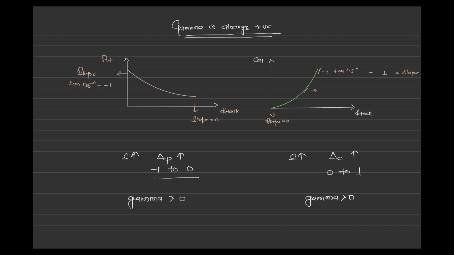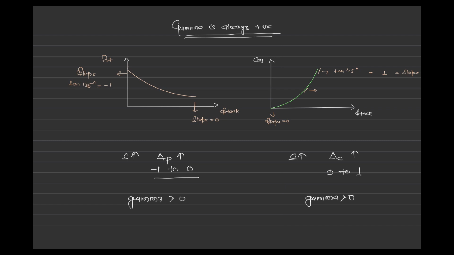Now you also need to remember that gamma for call or put is always positive. See, we discussed the delta of call is always positive and delta of put is always negative. Why is the delta of call always positive? Because when the stock price rises, the call price also rises. When the stock price falls, the call price also falls. They move in the same direction. However, in the case of put, the stock price moves in the opposite direction. Stock price rises, put price falls, and stock price falls, put price rises. They move in opposite direction, so delta of put is negative.